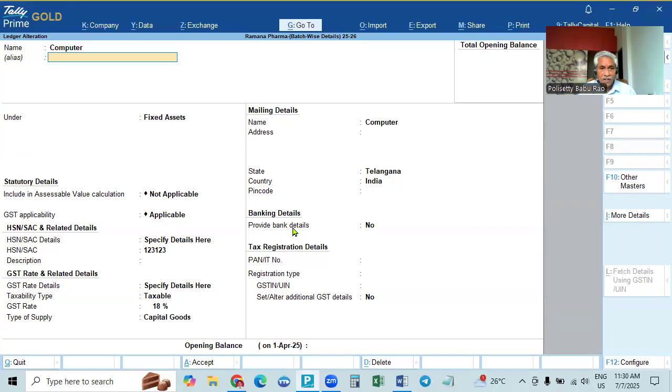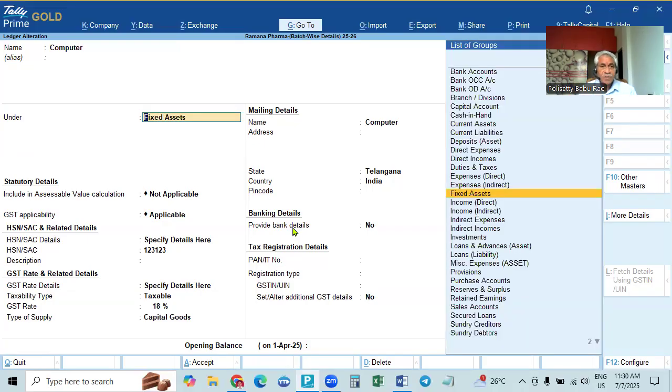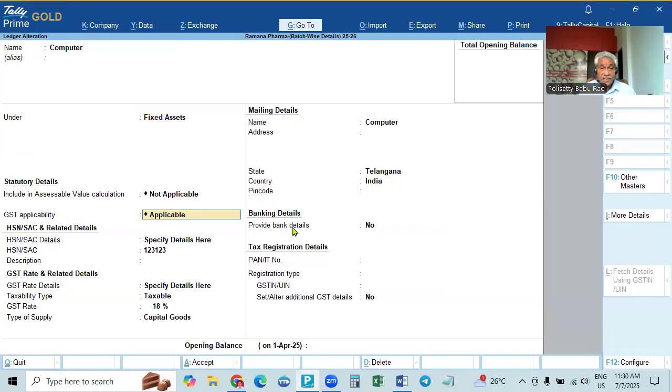In the case of computer, it comes under the group fixed assets. For this, there is no stock item. For service and assets, there will be no stock item. So in the ledger itself, for services as well as in the case of purchase and sales also, there are no stock item details. So we have to give it in the ledger only.